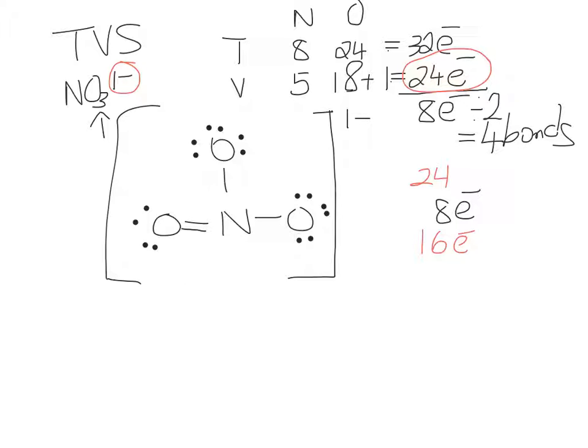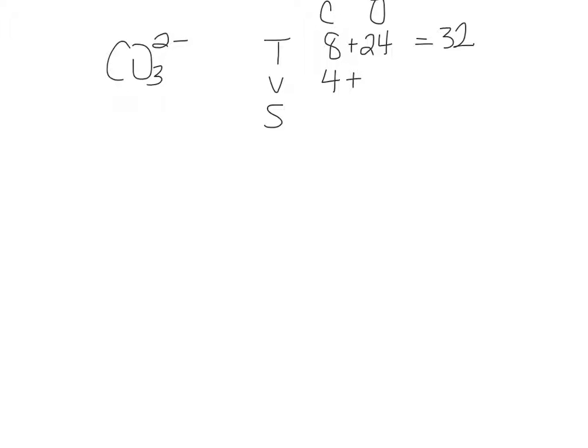Carbonate. CO3, 2 minus. TVS. Carbon wants 8. Oxygen wants 8, and there's 3 of them. Total of 32 electrons. Valence, carbon brings 4. Each oxygen brings 6. There's 3 of them for 18. Plus 2 for the negative charge, so 24.